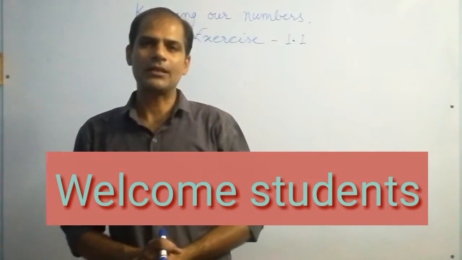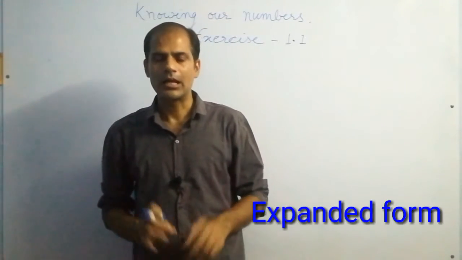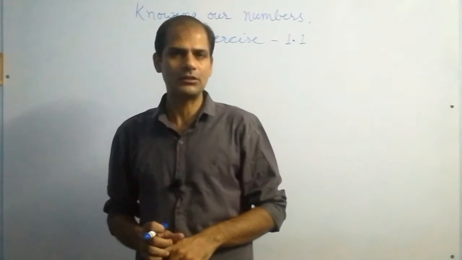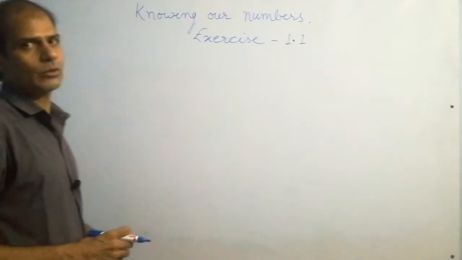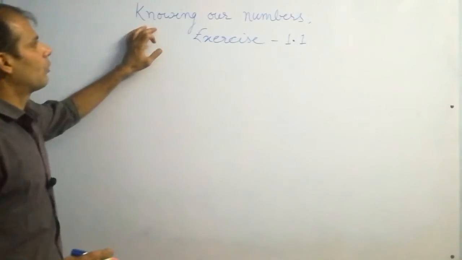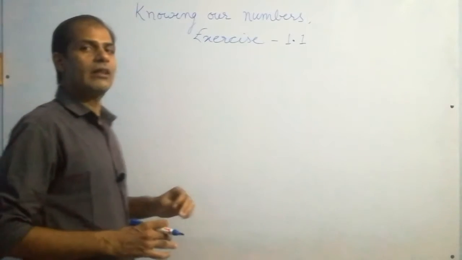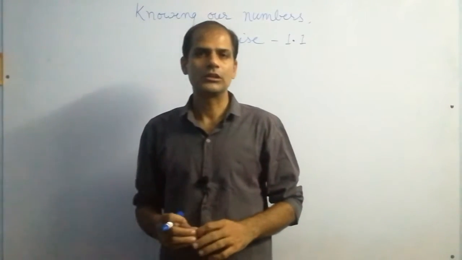Today's topic is place value, face value and expanded form. As it is part of chapter first, I am going to tell you how to solve the questions of exercise 1.1. The chapter is about knowing our numbers. It means in this chapter you will get the idea about number systems.